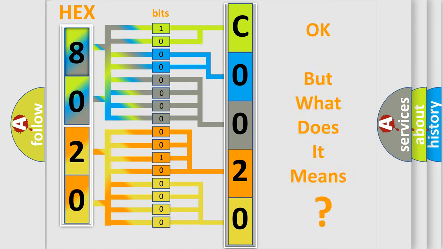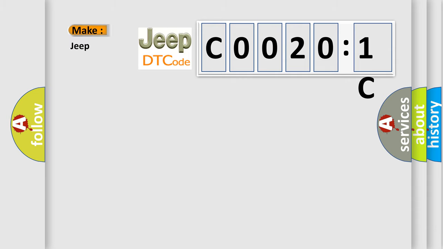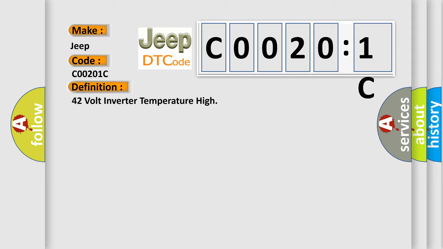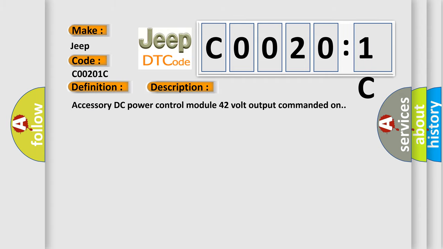The number itself does not make sense to us if we cannot assign information to what it actually expresses. So, what does the Diagnostic Trouble Code C0020-1C interpret specifically for Jeep, the car manufacturer? The basic definition is 42-volt inverter temperature high. And now this is a short description of this DTC code: Accessory DC power control module 42 volt output commanded on.